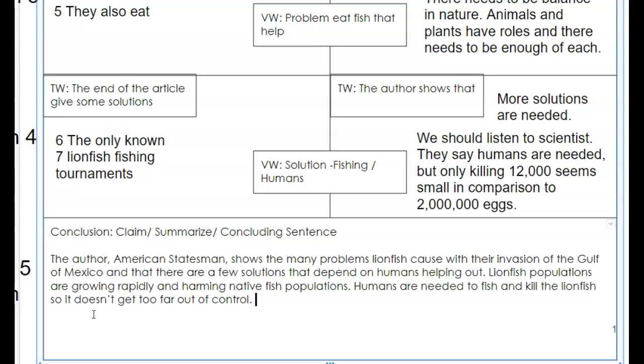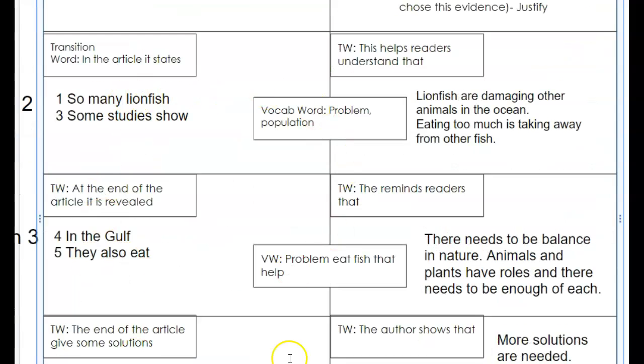Here's my concluding sentence. This is letting the reader know I am definitely done. Too many native fish species have already declined. So that's it. I made that final statement based on what the article said. We have already lost too many fish. We need people to step in to help. And that's my conclusion based on what I had here in my evidence.